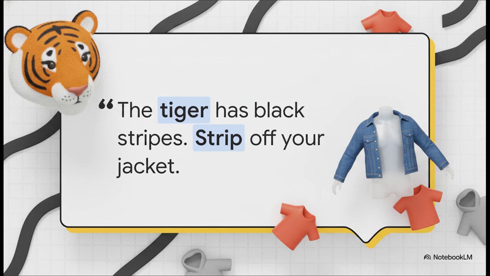These examples really anchor the definitions. The tiger has black stripes. You can visually picture those dark, bold lines. And strip off your jacket. You can physically imagine the action of removing that outer layer. Connecting the word to a strong mental image makes it completely unforgettable.